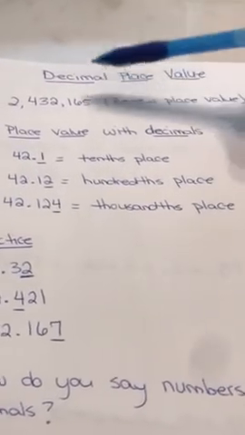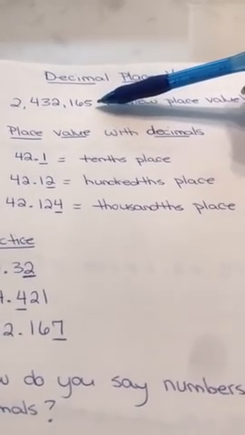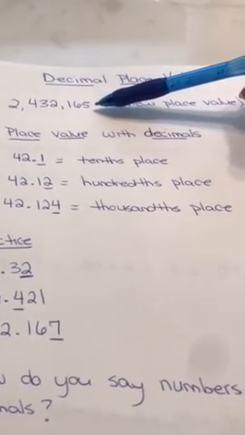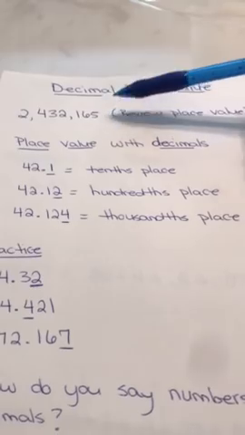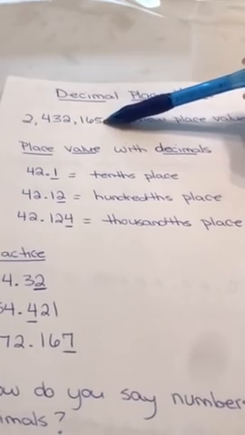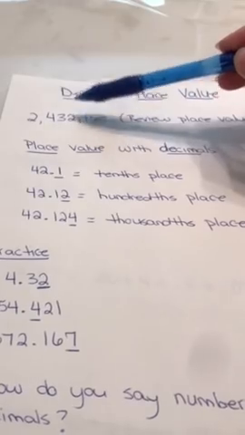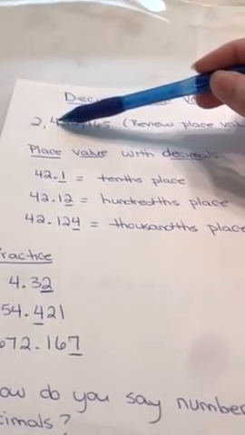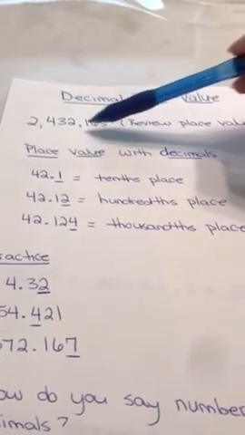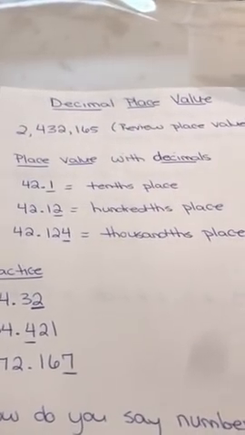So if I look up here at this very large number and I were to say the number in standard form, this number represents 2,432,165. Okay? And just reviewing place value in general, this number does not have a decimal. So if I start here at the 5, that's my ones place, my tens, my hundreds, my thousands, my 10,000s, my 100,000s, and my millions place, which is what we have been used to. So you're very good as far as knowing your place value on a number without a decimal.